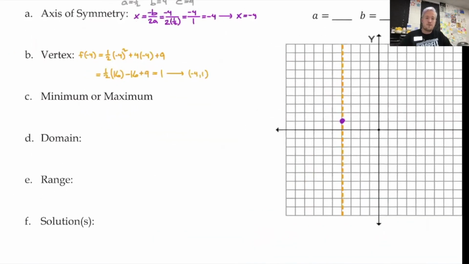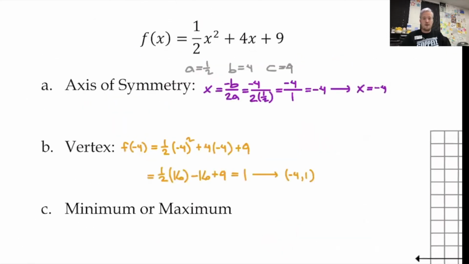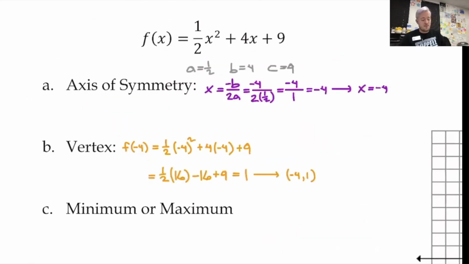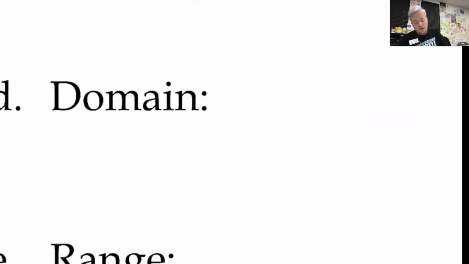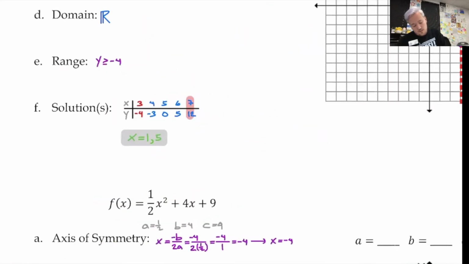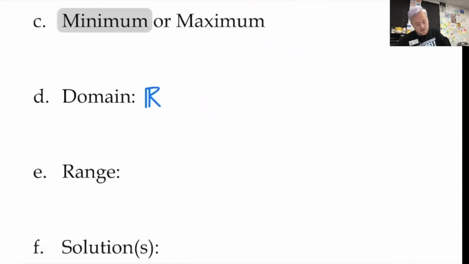All right, now we want to do the minimum and maximum. So looking at your a value here, we have an a value of +1/2. It's positive, which means it's going to face up, which in turn means we're going to have a minimum. And then your domain, same as always, is all real numbers. I don't feel like drawing that again, so I'm just going to copy it from up there.